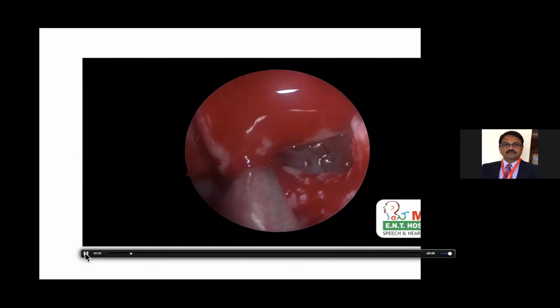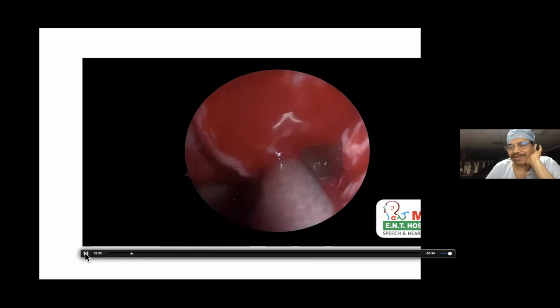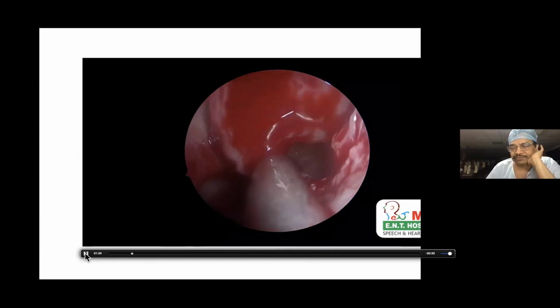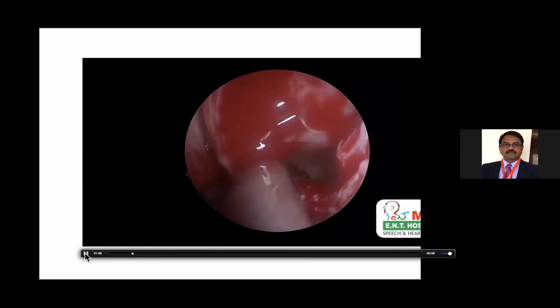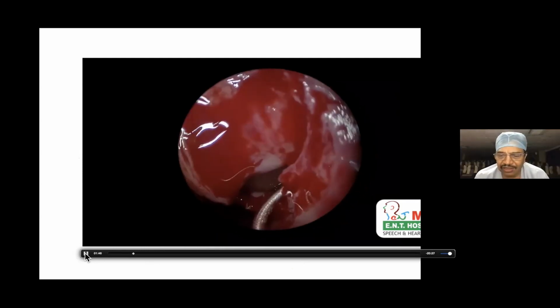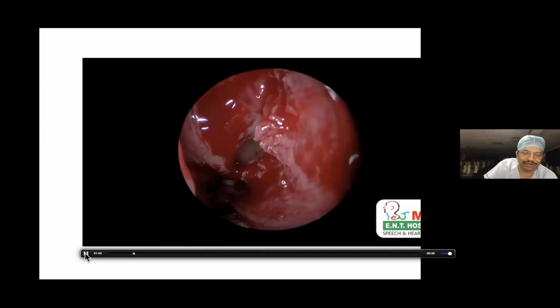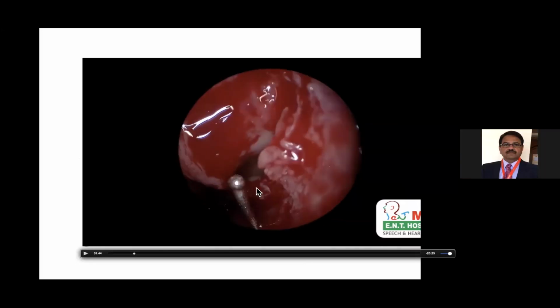So I collected the material from the maxillary sinus for the culture study. Studying this material is very important. Another important point here: this is a small piece of bone between the vertical and horizontal part. This has to be removed. If you leave this small piece of bone, it will create granulation in this region and will cause stenosis of the maxillary sinus opening.